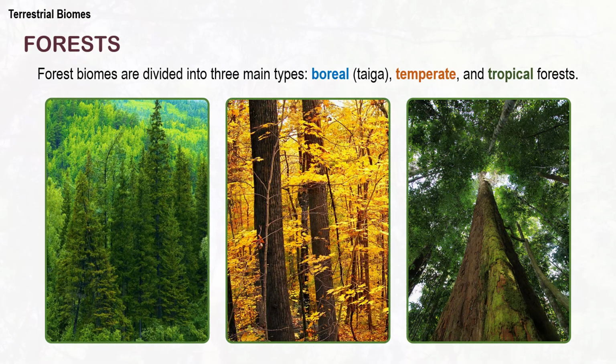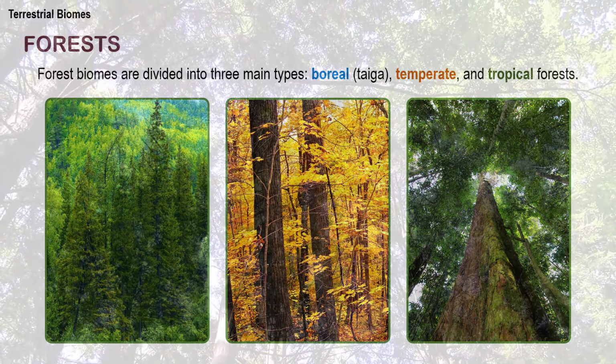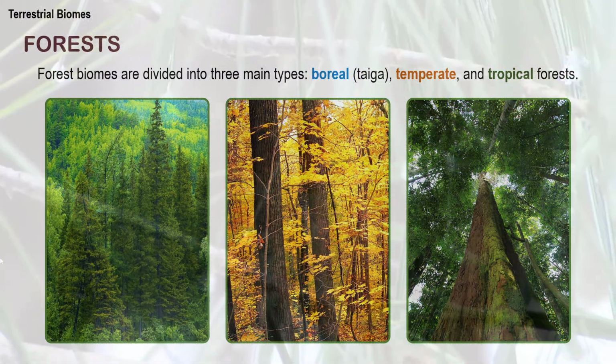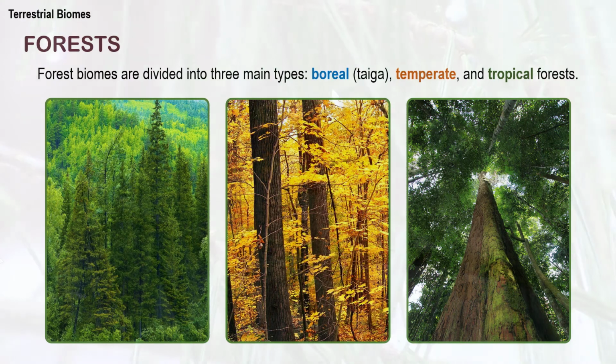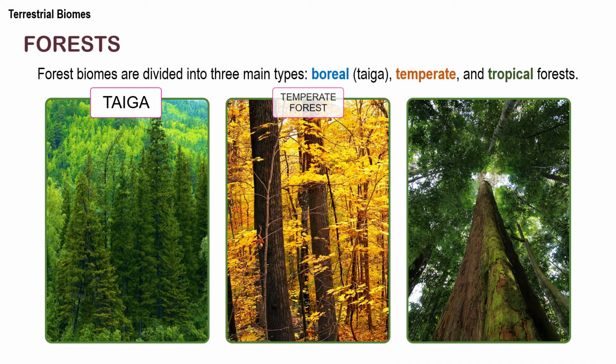Now look back at the map. Let's look at forests as we move towards the equator. Again, you should expect more species. In proper order, next to the tundra, we have the taiga, then the temperate forests, and finally the tropical forests in the equator.